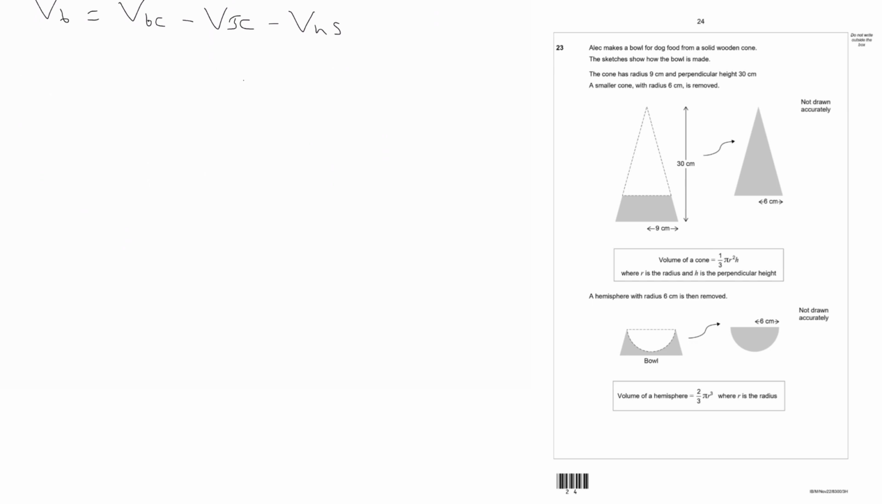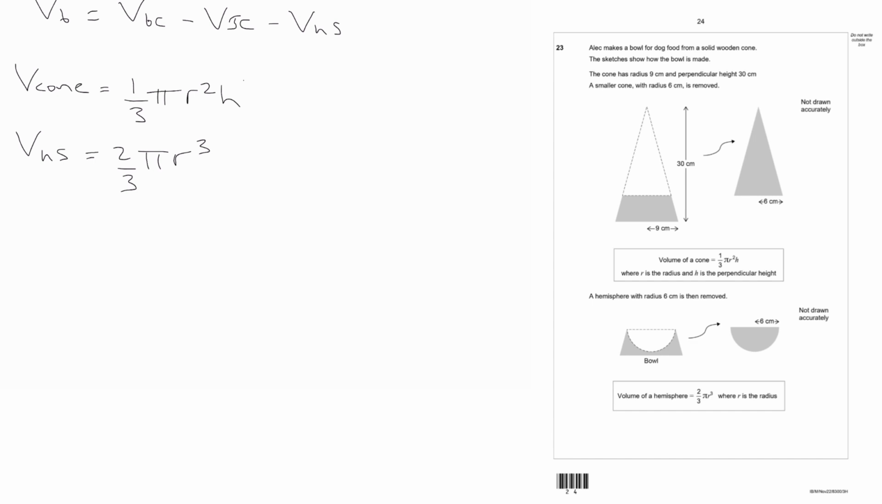And we're given two pieces of information here. So we have the volume of a cone is equal to 1/3 pi r squared h, where r is the radius and h is the height. And we have the volume of a hemisphere is equal to 2/3 pi r cubed, where r is the radius of the sphere.